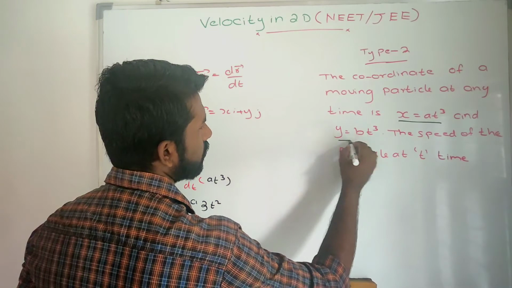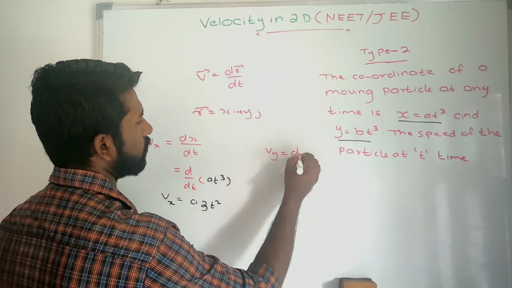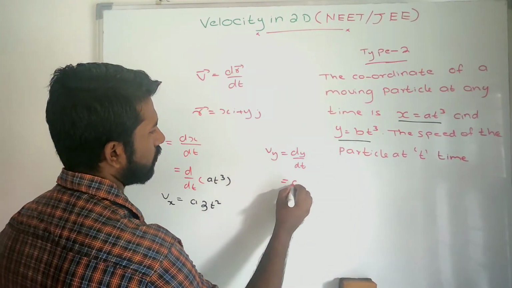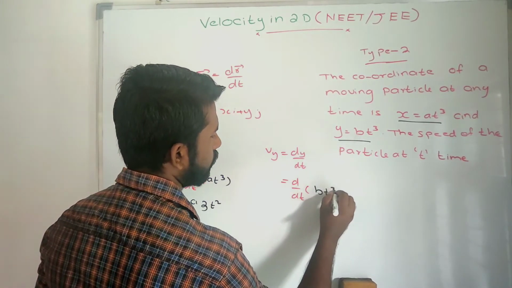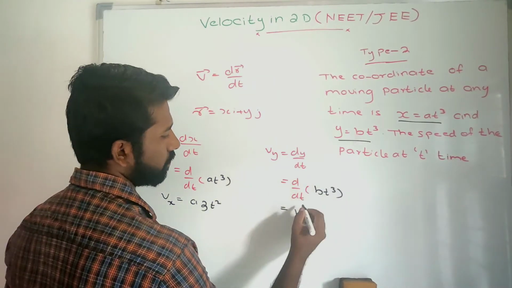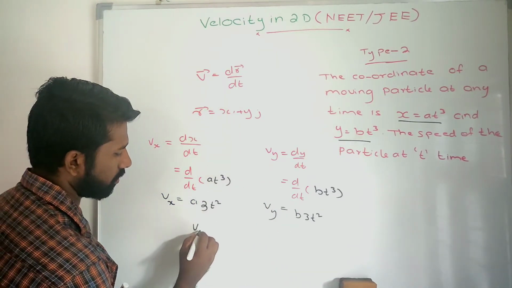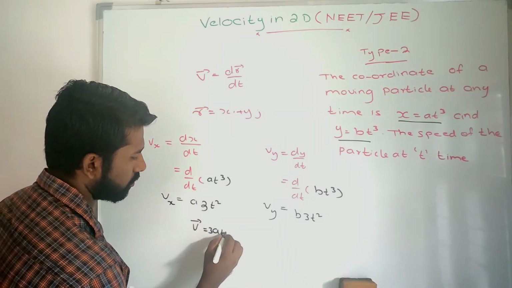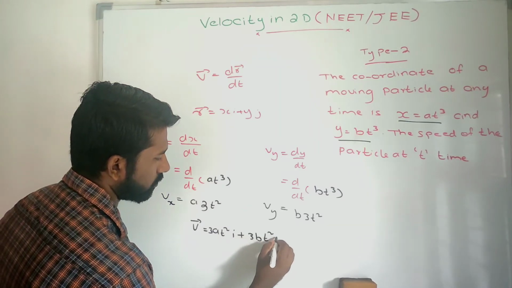Then next we will see the y component, that is vy is equal to dy divided by dt. What about y? d by dt of y. y is b t cube. Okay, so if you take the derivative, b is a constant, the derivative of t cube is 3t square. Okay, this is the y component. So the velocity we can write as 3a t square i plus 3b t square j.